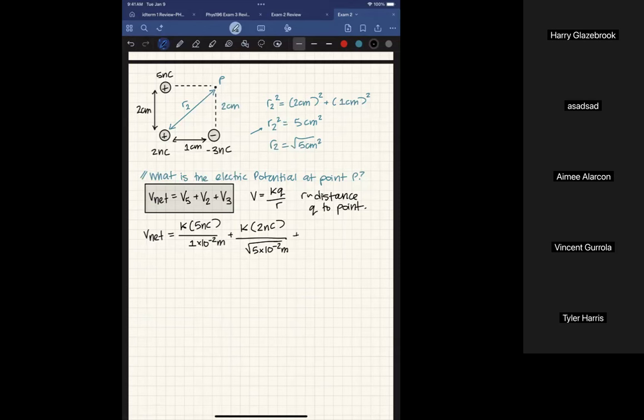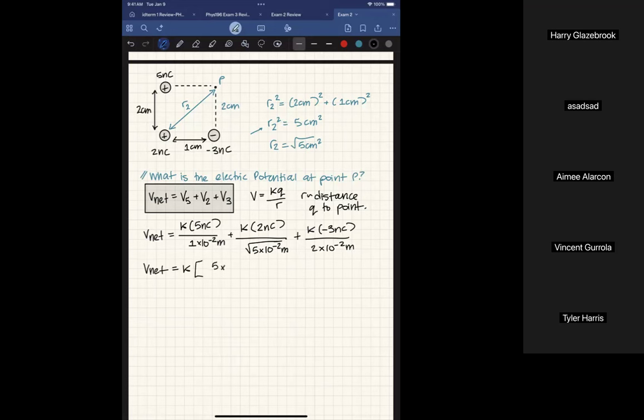Last but not least, the potential from particle 3 is K times negative 3 nanocoulombs divided by the distance between my negative 3 nanocoulomb particle and my point, which is 2 centimeters. So 2 times 10 to the negative 2 meters. So if I put that all together, which I should have done all this separately, I'm going to pull the K out.